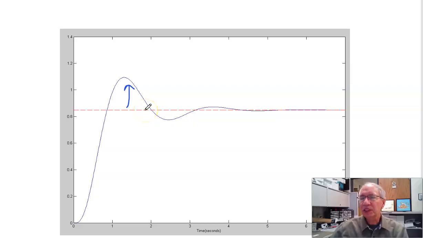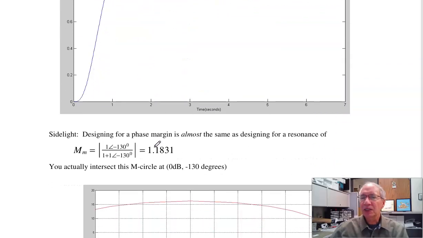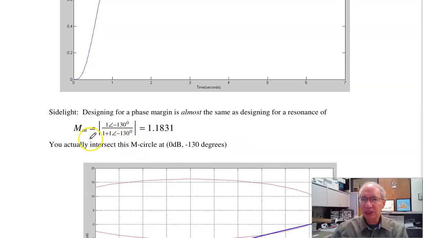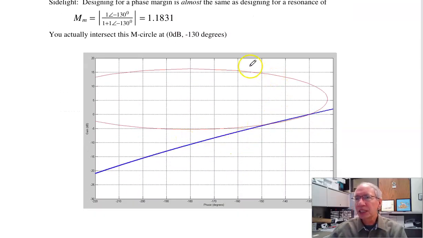That kind of looks about what you expect. To see what's happening, if I draw the Nichols chart along with the resonance corresponding to 50-degree phase margin, the resonance should be roughly G over 1 plus G. I'm assuming the resonance is when the open loop gain is 1 and I'm at minus 130. If I draw the M circle at 1.18 on the Nichols chart, here's what it looks like. So here's the M circle.